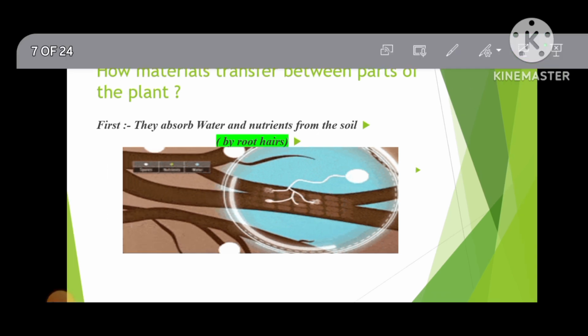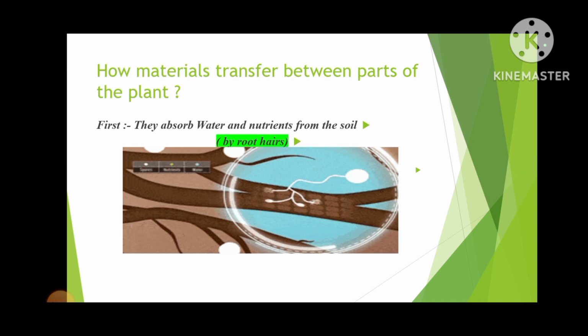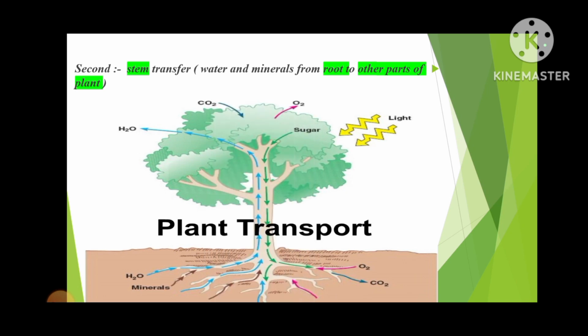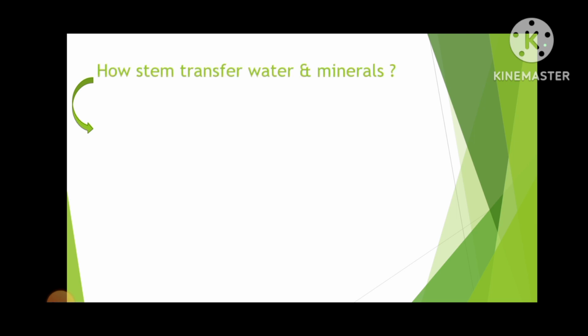Second, stem. Stem transfer water and nutrients or minerals from root to other part of plant. After absorption of root to water and nutrients, stem take it and go upward to the leaves. So stem transport water and nutrients from root to other parts of plant.